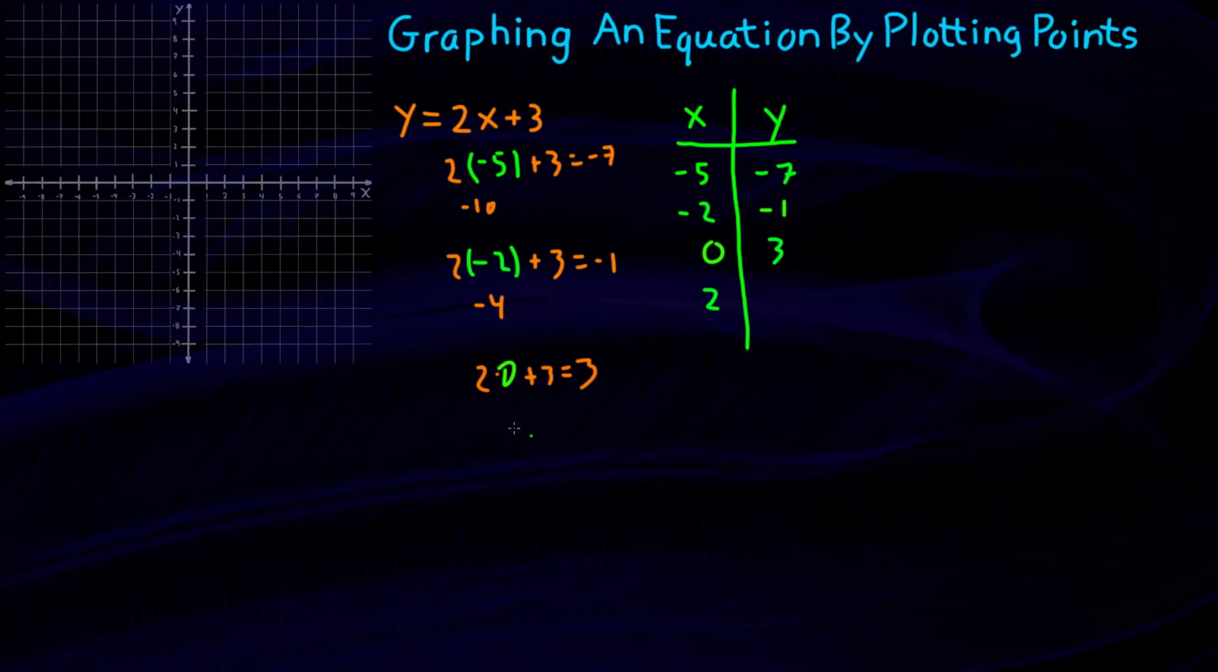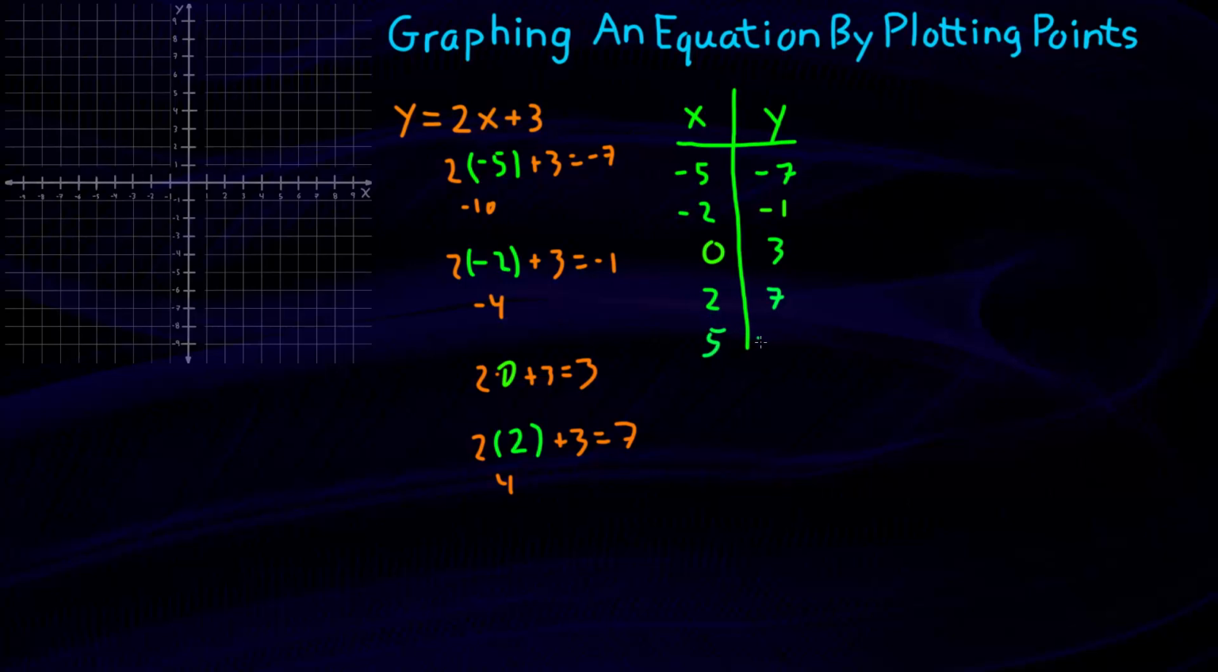All right, so what we're going to do is write down the 2 for x. That is the value for x. Now we're going to multiply this by 2, just like in the equation, and add 3. What does this equal? 2 times 2 is 4, and 4 plus 3 is 7. So we have a positive 7 for y when x is 2.